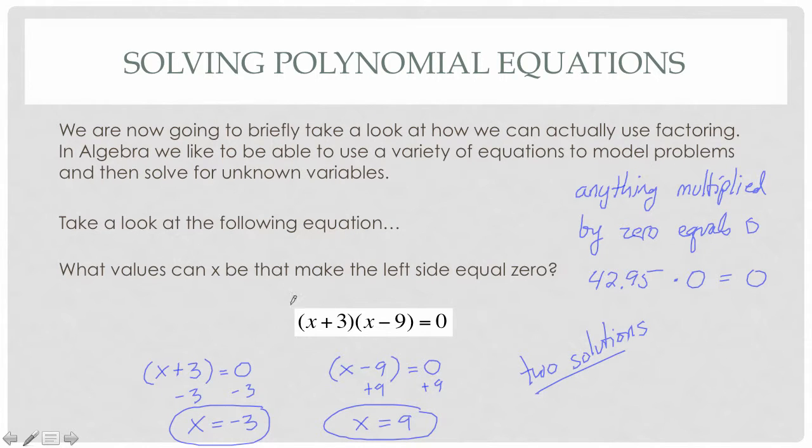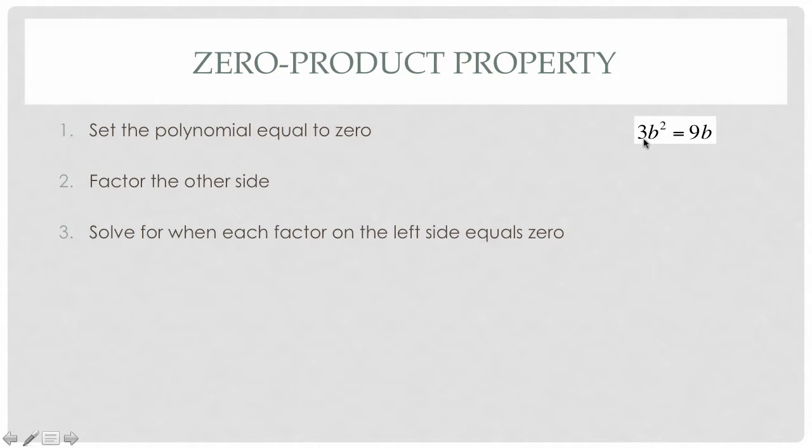But this is where we're heading towards, and this is one of the uses of factoring. As I get more complicated polynomials or complicated algebraic expressions, if I can get it equal to 0 and factor, I'm able to solve these, whereas before I couldn't. So let's take a look at another one here. I've got 3 times b squared, and I want to know, when does that equal 9 times b? What value for b is going to make both sides equal to each other? Well, I'm going to use factoring as a method to solve it.